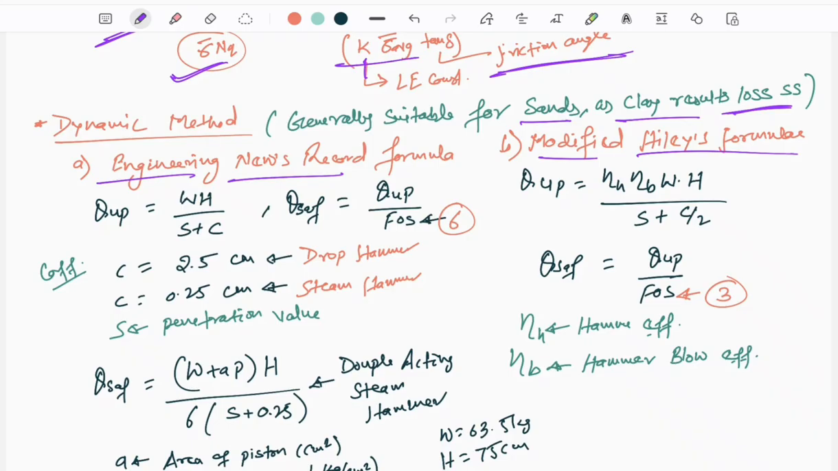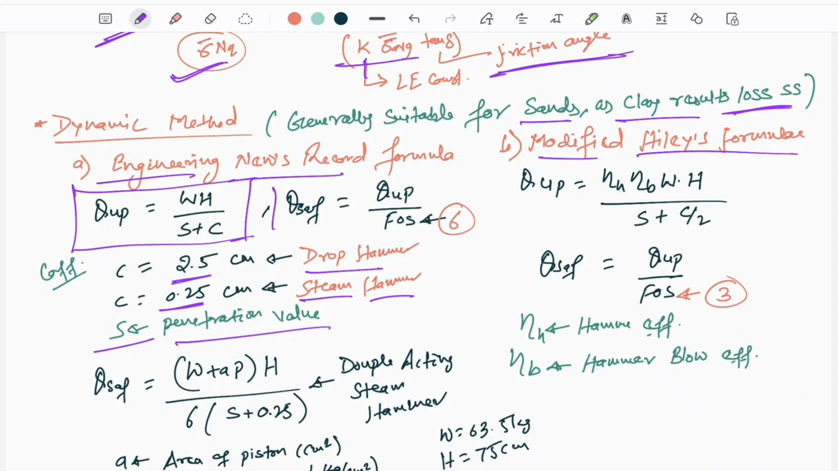In the Engineering News Record formula, QUP is equal to WH divided by (S plus C), where W is the weight of the hammer, H is the height of fall of that hammer, S is the penetration value, and C is a coefficient which depends on which type of hammer you are using. If the hammer is a drop hammer, then this value is 2.5 centimeter, and if it is a steam hammer, then it is 0.25 centimeter.